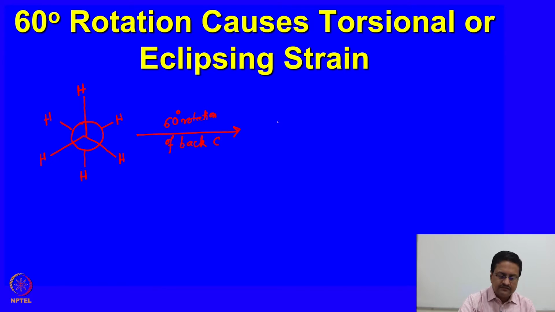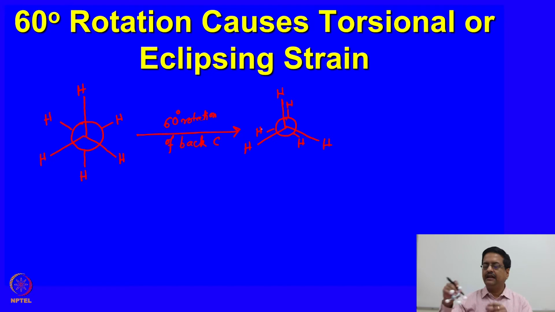what we get is the eclipsed conformation, where the hydrogens on the back carbon are exactly behind the hydrogens on the front carbon. So, as a result, from the staggered conformation we have come to the eclipsed conformation, where these atoms are eclipsing one another.